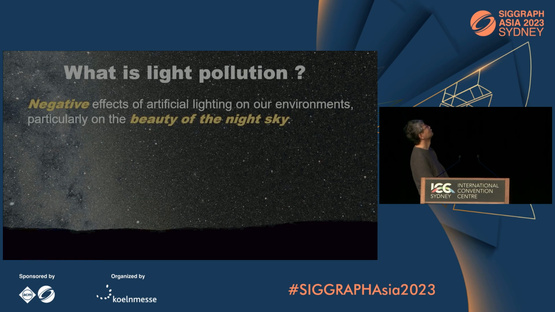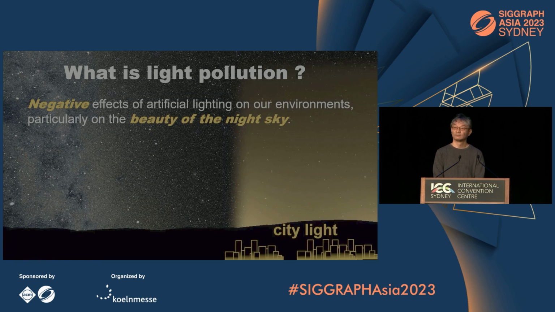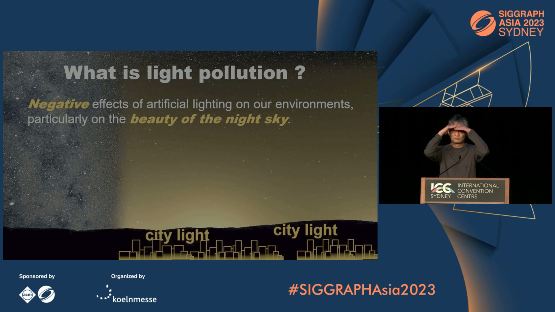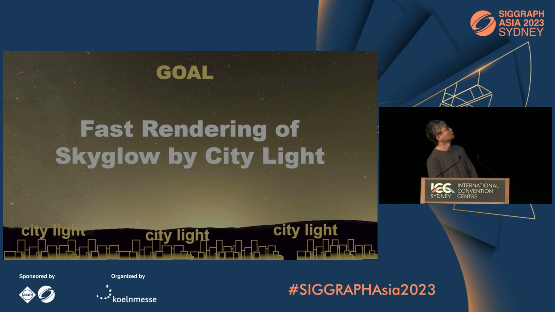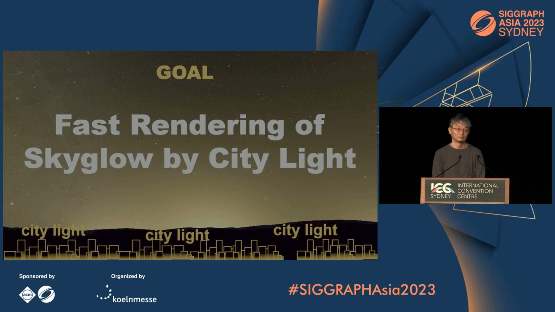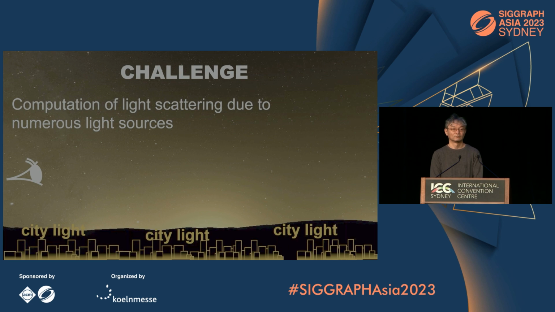Light pollution is the presence of artificial lighting causing negative effects on the beauty of the night sky, making it hard for us to see the beautiful stars as shown in the background of this slide. Our goal is fast rendering of sky glow caused by the city light sources. The challenge is the long computation of light scattering due to numerous light sources.